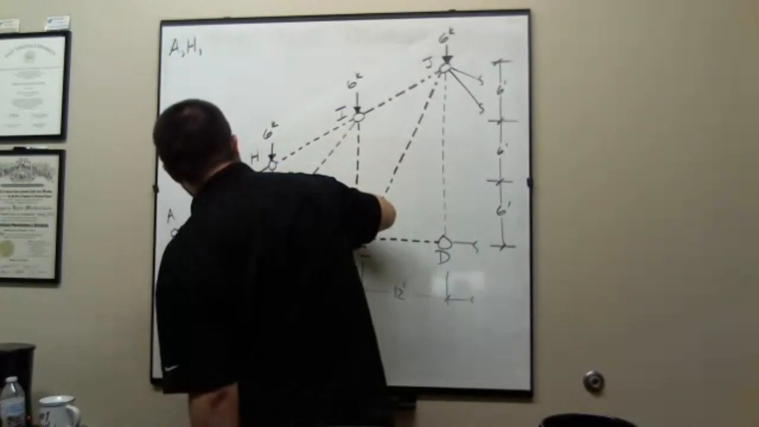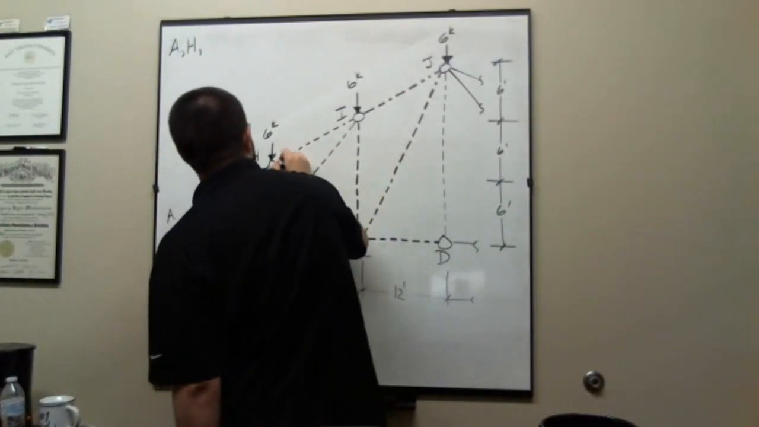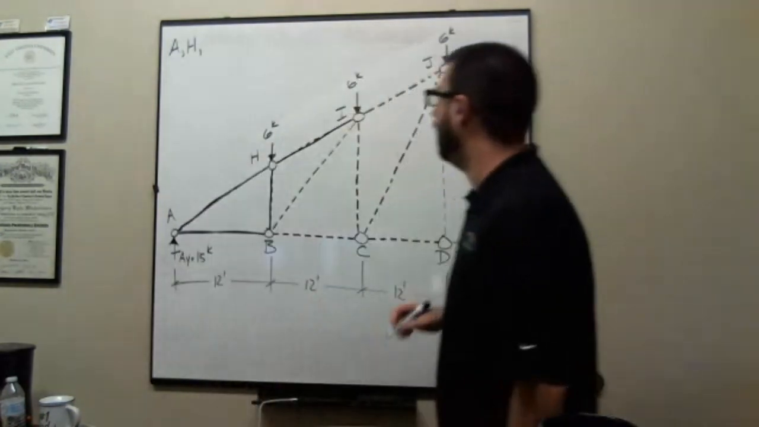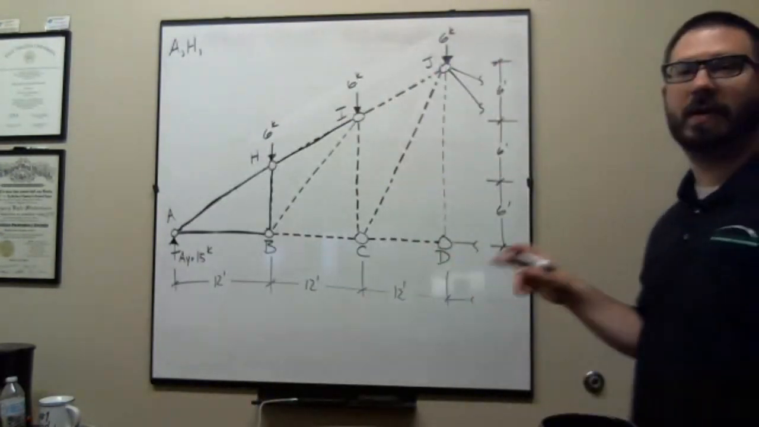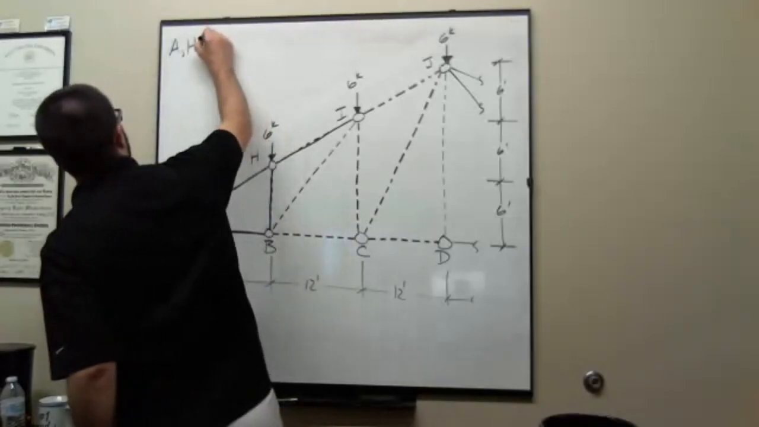So, okay, now that's H, so that's going to give me this member, and that's going to give me this member. Okay, now, what's my next joint from here? Somebody else. Joint B. There you go.